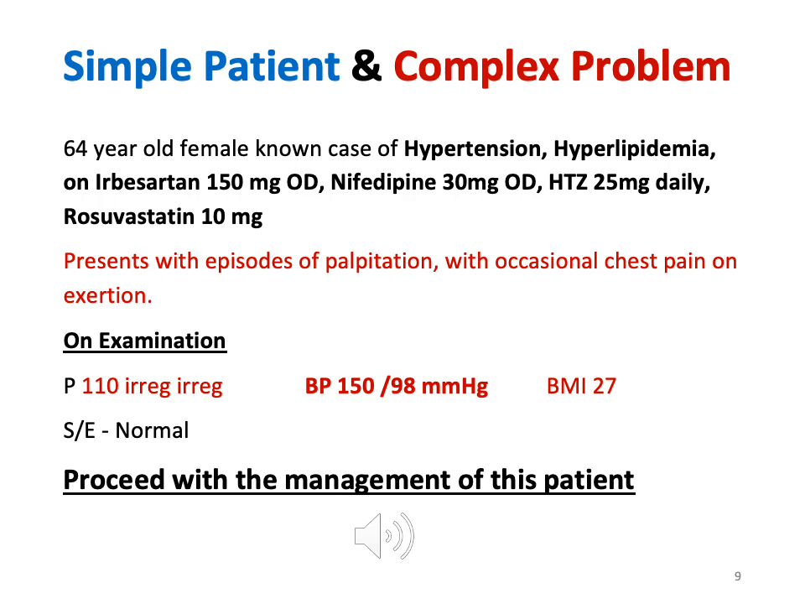In this, a 64-year-old female, known case of hypertension, hyperlipidemia, on multiple medications: irbesartan, nifedipine, hydrochlorothiazide, and rosuvastatin. But today she presents with episodes of palpitations, with occasional chest pain on exertion, and on examination, her pulse is irregularly irregular, probably atrial fibrillation, and the blood pressure is again high, and the BMI is 27. So it gets a little bit more complex than the previous one. Proceed with the management of this case. How will you address this? So it is very important to read the question, which we'll say again and again in this presentation.